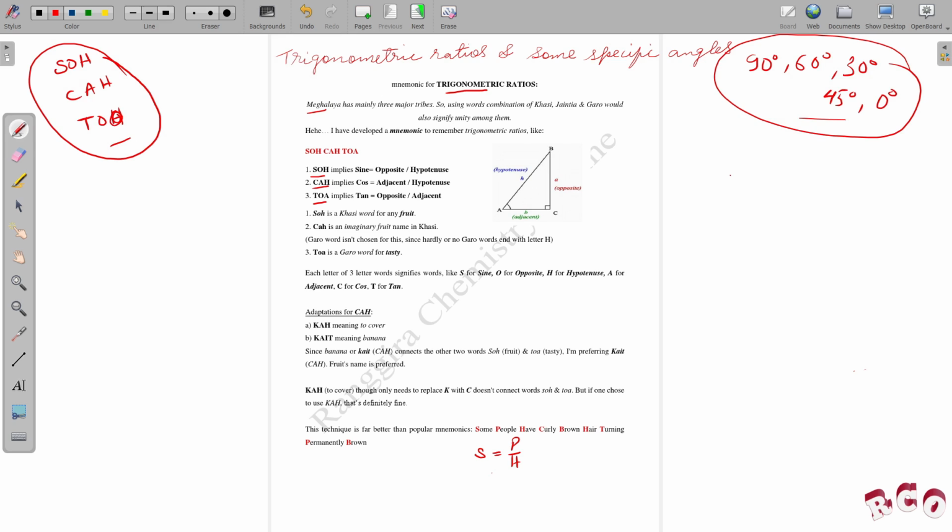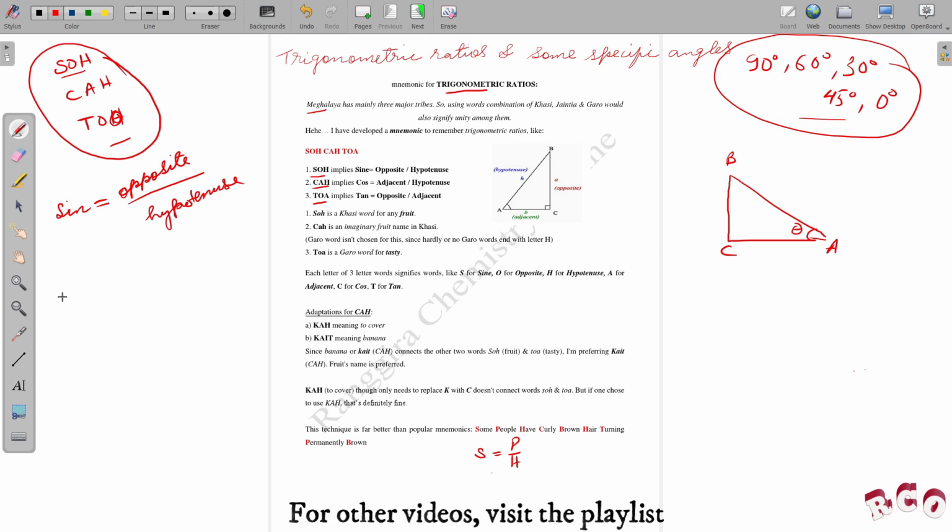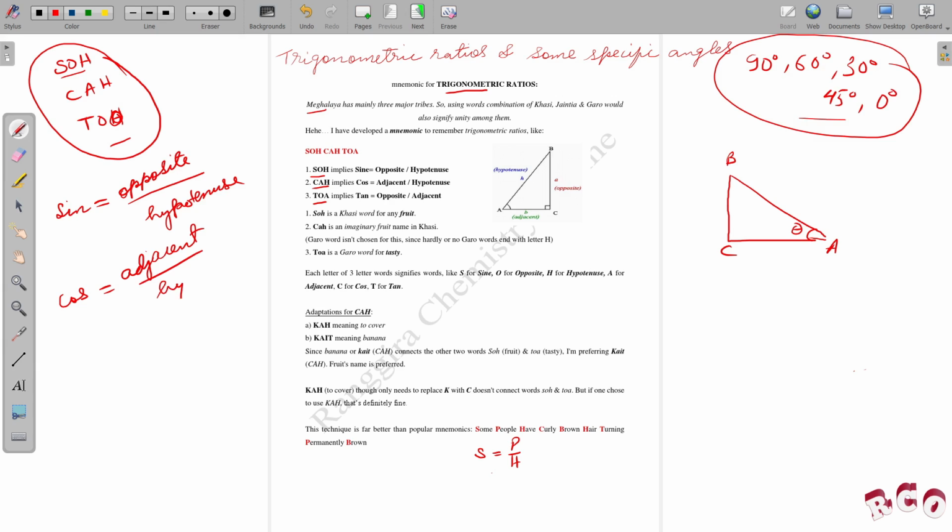So now I'm writing it in this way. This is A and B and C with reference to this angle theta. Now, according to Soh, which means sine, sine is equal to opposite side by hypotenuse. And then Ka is for cos, adjacent side by hypotenuse. And then tan is Toa. So tan will be opposite side by adjacent.